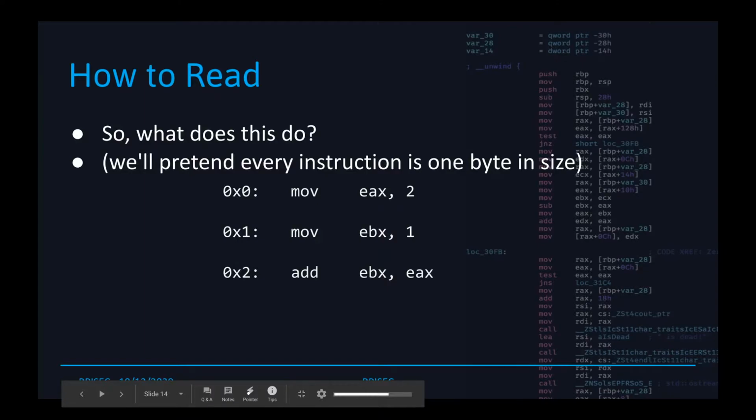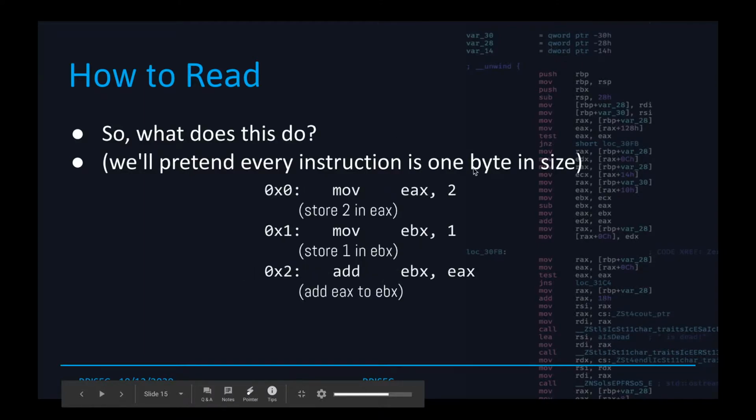So if we're pretending that every instruction is 1 byte in size, at address 0 we have this move, and then at 1 we have this second move, so we're setting EAX, EBX, and then we're adding the 2. So we're storing 2 in EAX, because EAX is the destination and 2 is the source, we're storing 1 in EBX, and we add EAX and EBX.